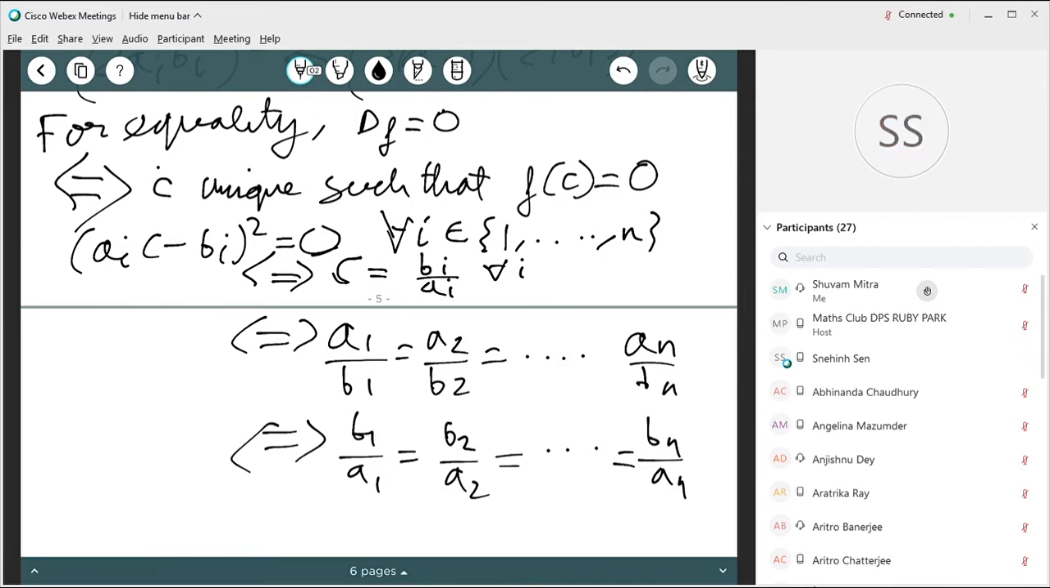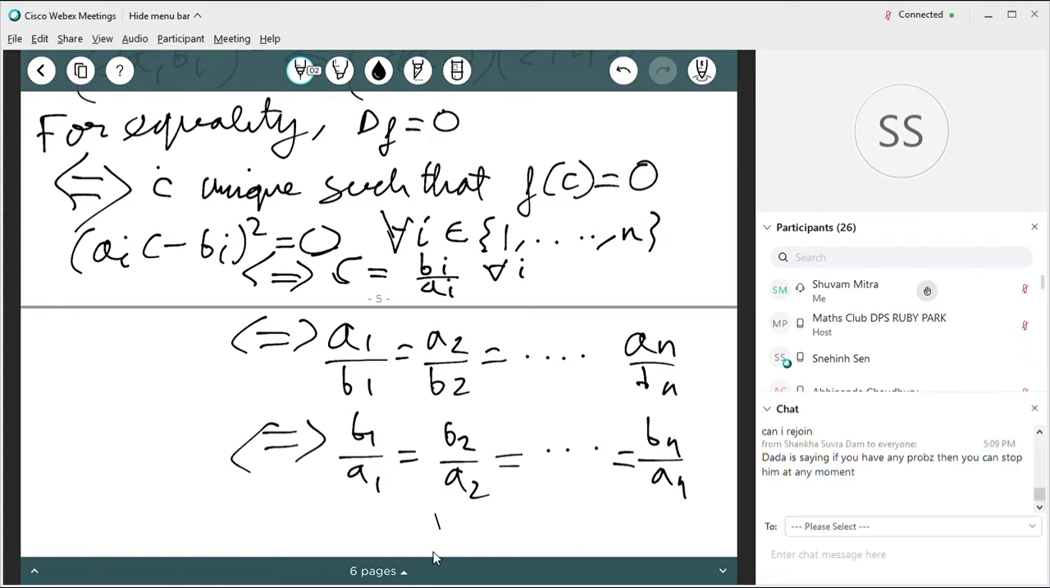What? I didn't understand that equality case. Okay, the case where df equals 0. So okay, let's look at it. Suppose df equals 0, then this would become an equality. This part is clear, right? Yes.